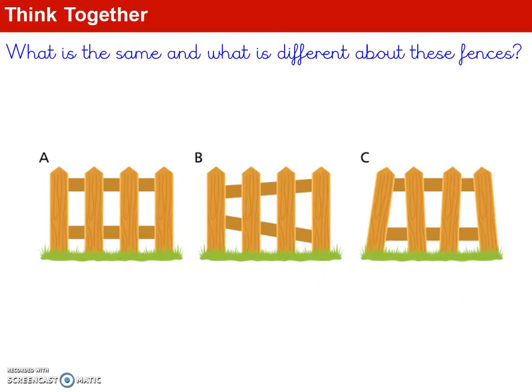So for our next question, we're being asked to look at these three fences and think about what is the same and what is different about each one. Now, when you're looking at these, I want you to be thinking about some mathematical vocabulary. We've already visited the world of horizontal, which means it's flat and straight from left to right, all being the same height. And I'm going to introduce you to another word now, which is vertical.